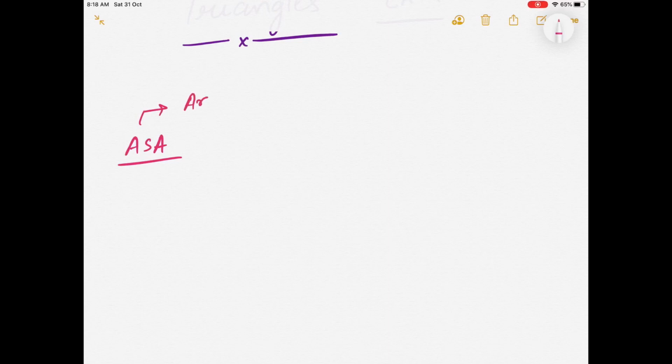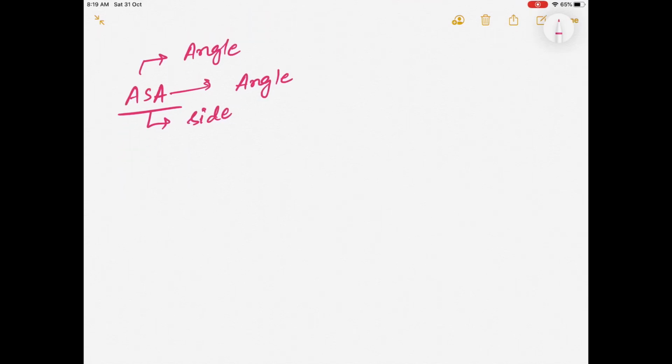Here, the first A stands for angle and S stands for side, and our next A again stands for angle. So, if two angles and one side of two triangles are equal to each other, then those two triangles will be congruent to each other. What does this rule signify?